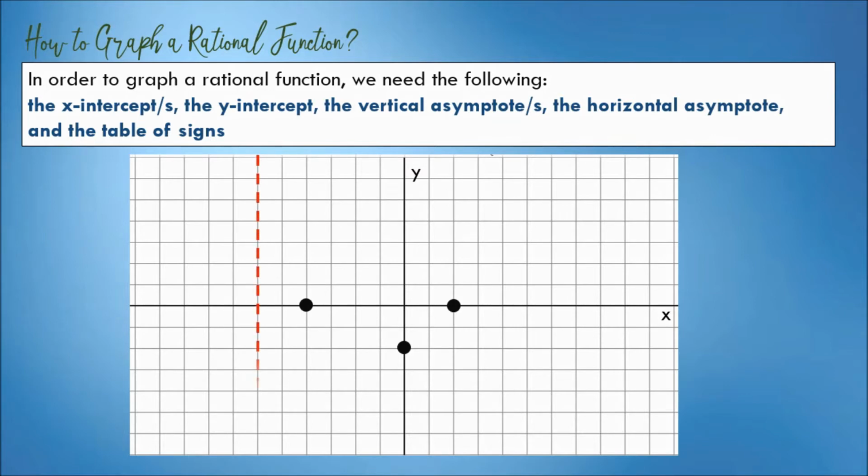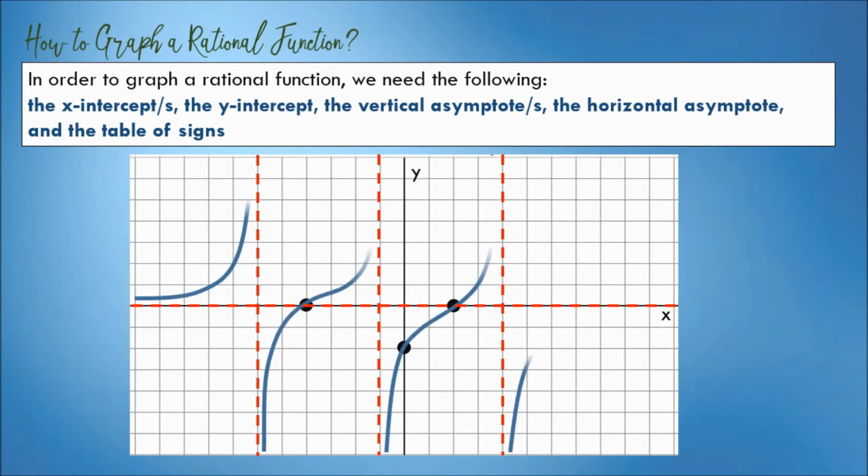Next, the vertical asymptote is drawn vertically as a dashed line. It can be one or more, depending on the given function. Then, the horizontal asymptote is drawn horizontally as a dashed line. There should be only one horizontal asymptote, or none, depending on the given function. Lastly, the behavior of the graph on each region will be determined by the table of signs.